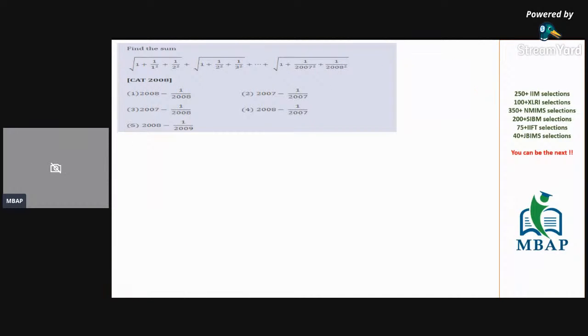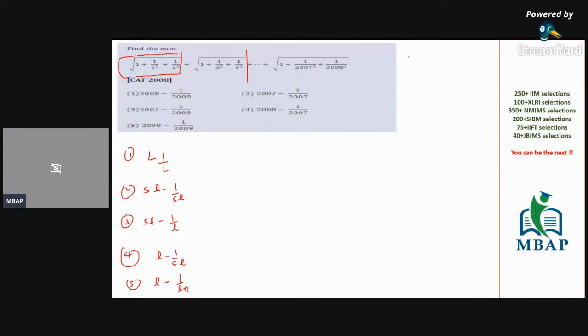Ideally, in a very generic manner, I can say the first option is last number minus 1 by last number, because 2008 is the last number. The second option will say 2007, being the second last number: second last minus 1 by second last. Third is second last minus 1 by last. Fourth is last minus 1 by second last. And fifth would be last minus 1 by last plus 1. So depending on where the question ends, whether it is 2008, 2010, 2020, the question can end anywhere.